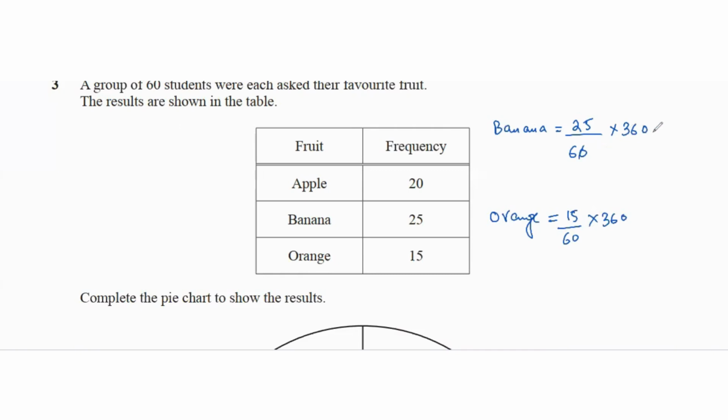Now if we solve this, the zeros get cancelled out. 6 ones are 6, 6 6s are 36. So we do 25 times 6, which is going to be 150 for this one. And over here, we'll do 15 times 6, which is going to be 90 degrees for this. So you'll use a protractor and plot these angles on the pie chart, and then your chart results will be complete.